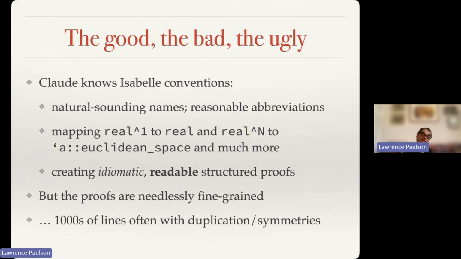And even more interesting, a general Euclidean space, that is R to the n, it translates to a polymorphic thing in a type class of Euclidean spaces, which is distinctly more general than real to the n. And again, it does that without being told to. And the proofs that you get really are idiomatic, and they are actually readable. My main criticism of its proofs is they're longer and more complicated than necessary. So they are very fine-grained.